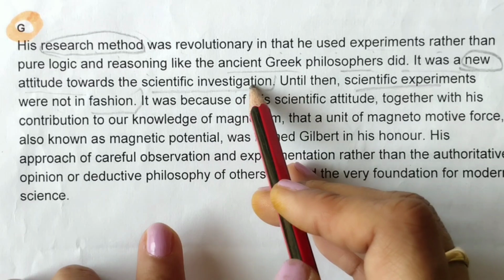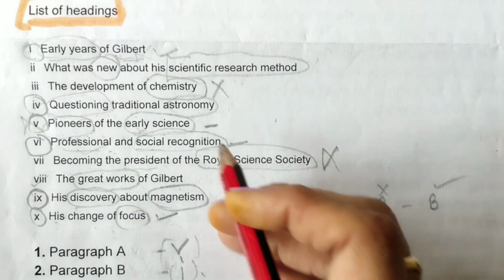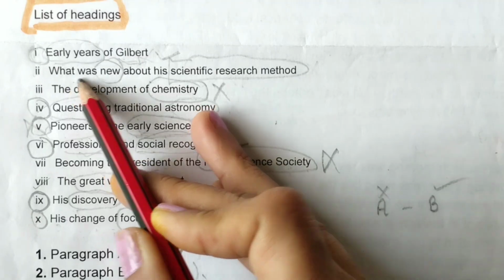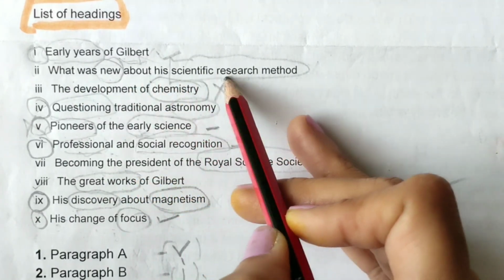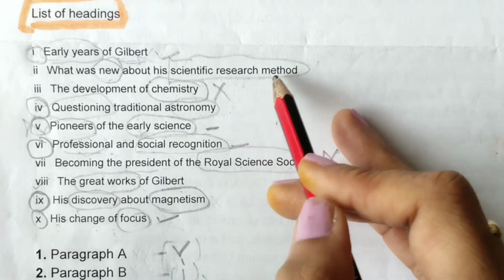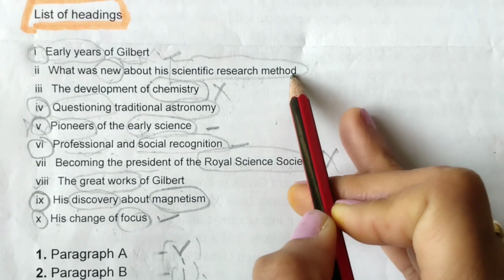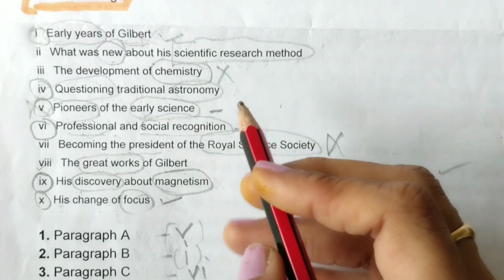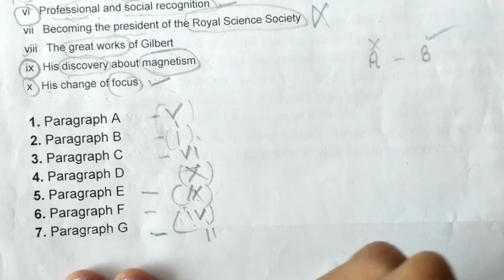So it was a heading. So let's read it. So here, yes, what was new about his scientific research method? All we have found in this paragraph, new also, scientific research method also, and the explanation of this scientific research method was also given. So we have done this, and second number will come with this G number paragraph.